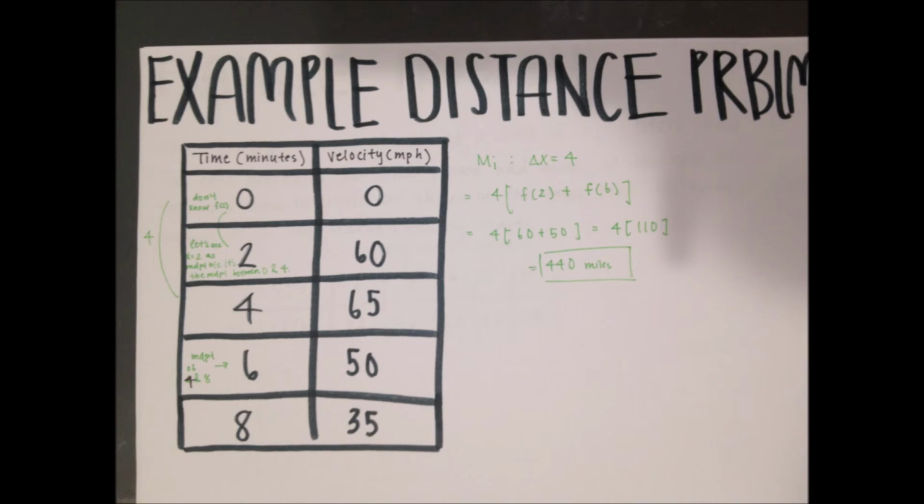So delta x is 4, and we're going to use f of 2 and f of 6. F of 2 is 60 and f of 6 is 50. 60 plus 50 is 110, multiplied by 4 is 440. So thus, 440 miles is the distance traveled.